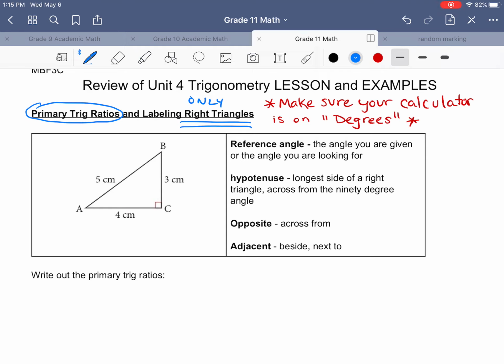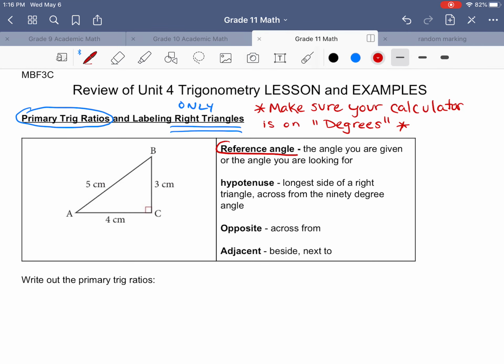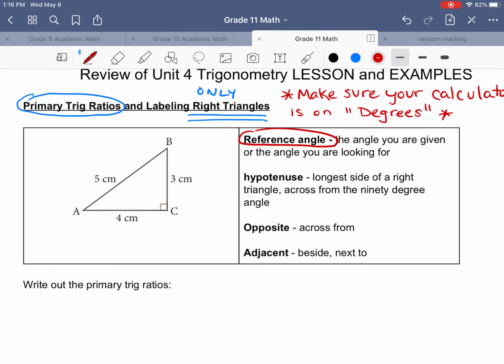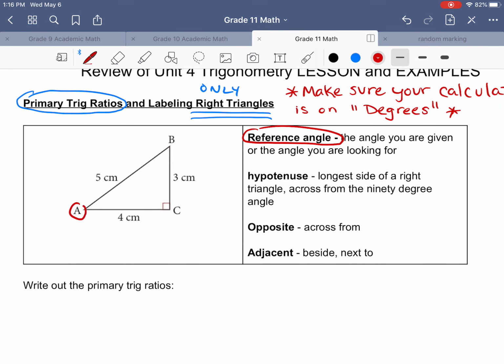We're going to start off with a right triangle, ABC, that we have on the right here, and we are going to label this triangle. And we're going to label the triangle with respect to what we call the reference angle. So in this case, I'm going to say that angle A is our reference angle. And we are going to label the different sides of the triangle with respect to the reference angle.